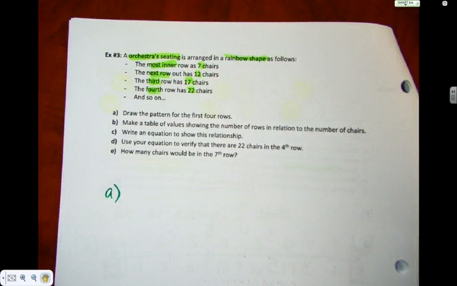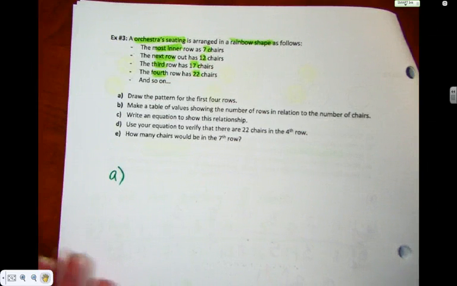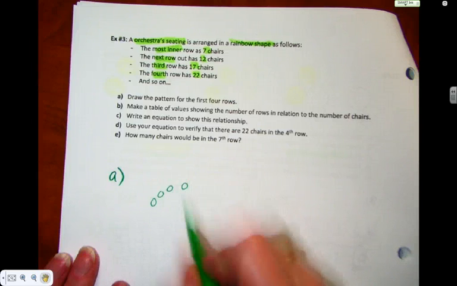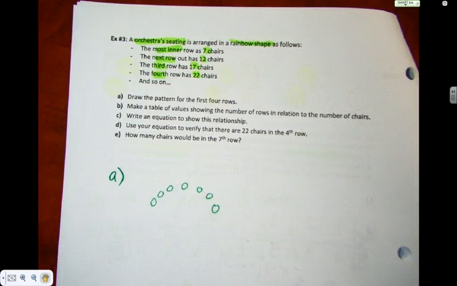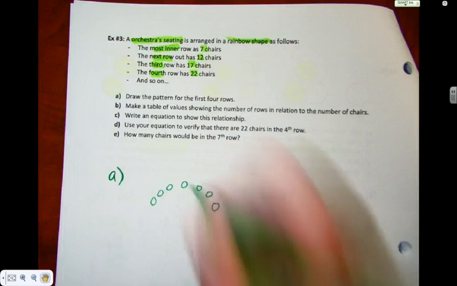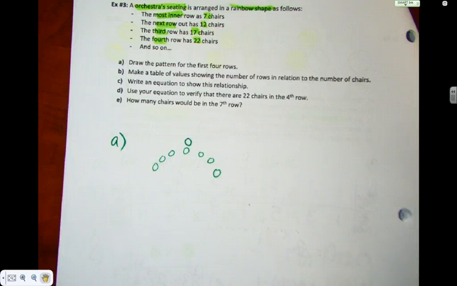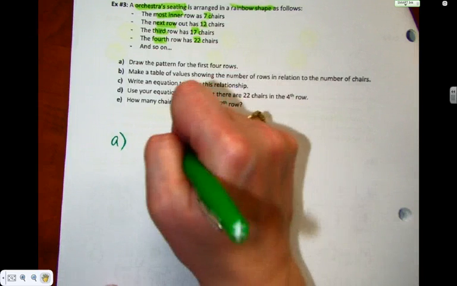Part A is getting you to draw the diagram. Okay, so let's start with the innermost row. How many chairs are there? 7. And so there's probably 3 on one side, 1 in the middle, and 3 on the other side. Because it's a rainbow shape, it has to be symmetric. How many are in the next row? If I have 1 in the middle, how many are going to be on each side of it? So 17, take away 1, 16. Out of the 17, I've already drawn 1. How many do I have left to draw? 16, and if I need them equal on each side, 8.